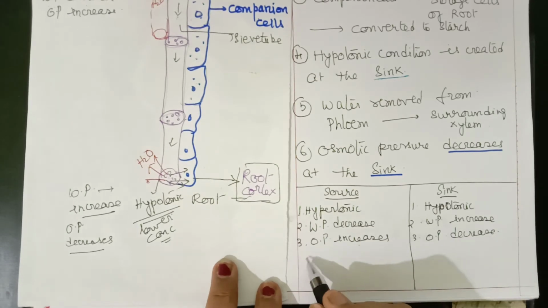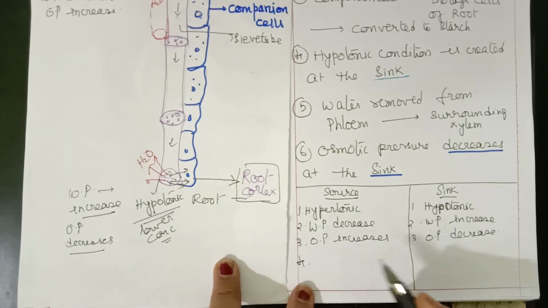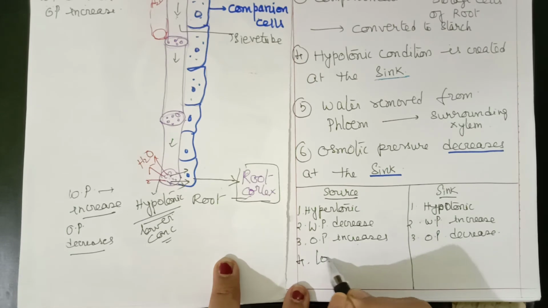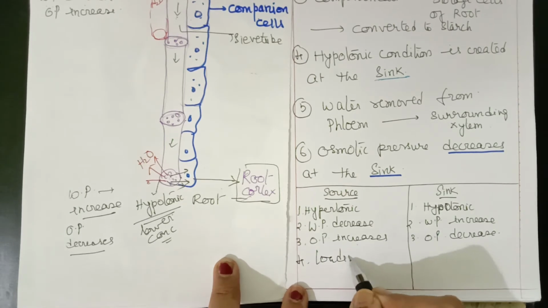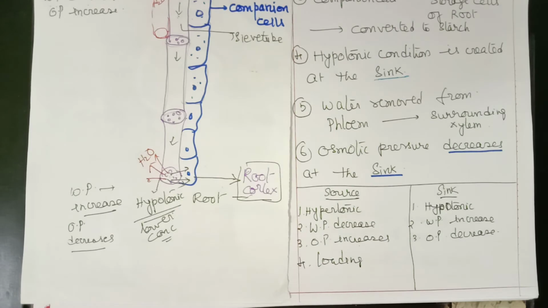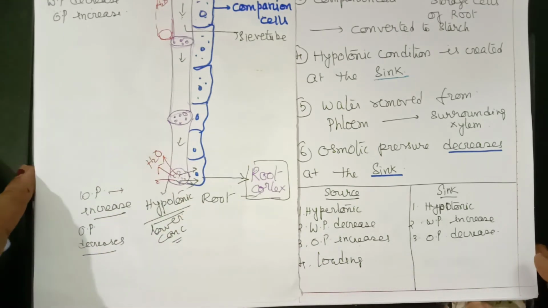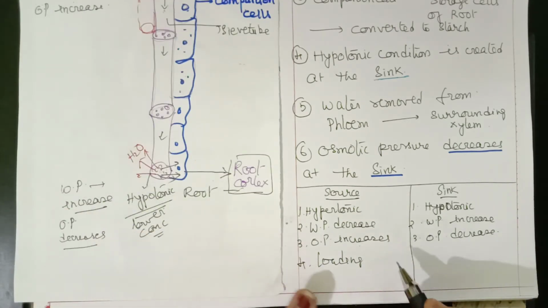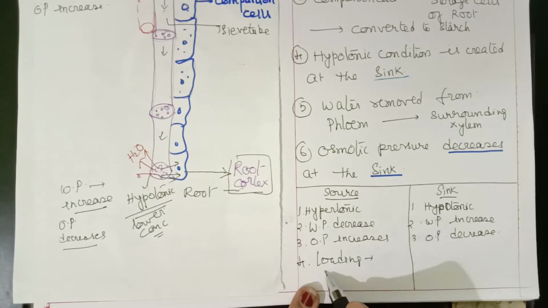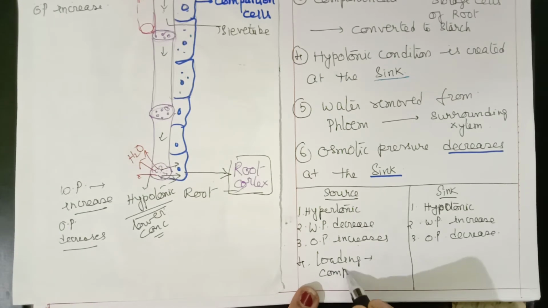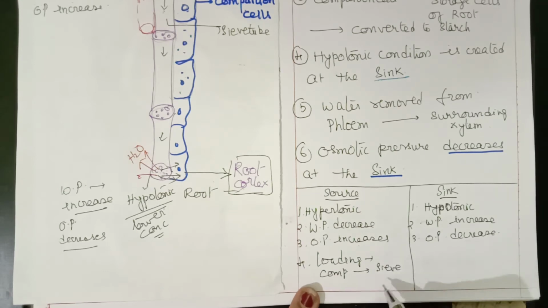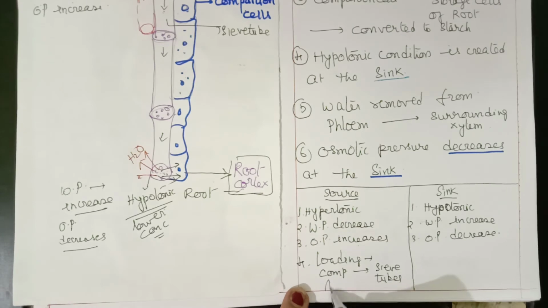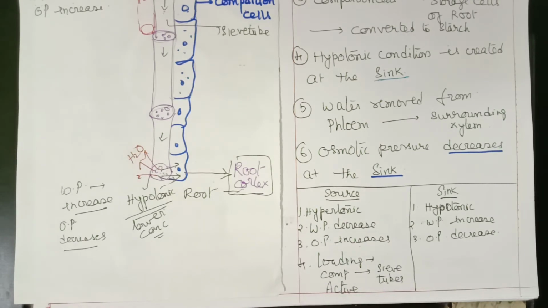Then another difference we can write here: at the source, which process will take place leading to all this? Loading process will take place. What is the loading process here? Movement of food material from companion cells to sieve tubes. And this is an active process.